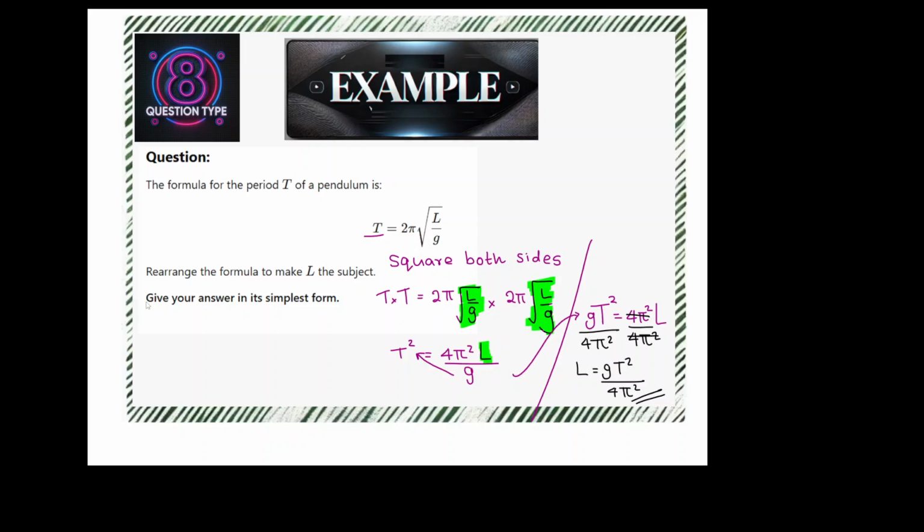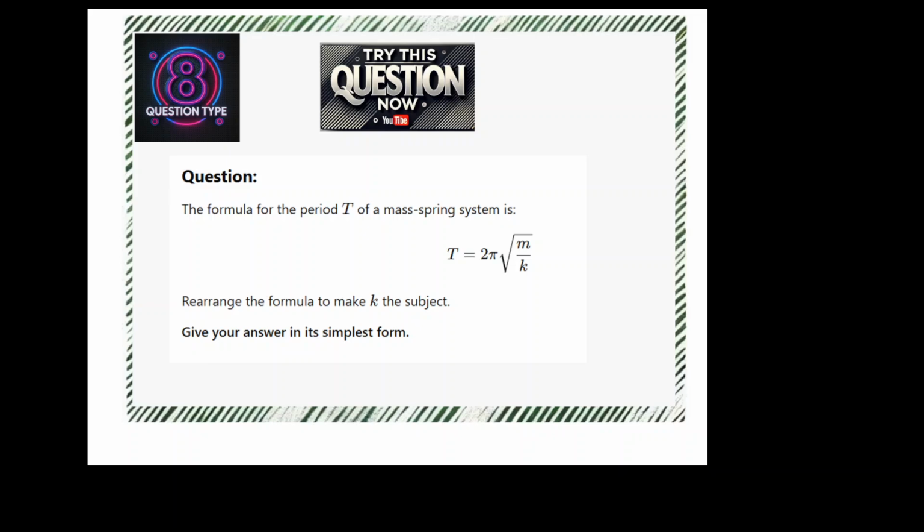Let's try a question similar to this one now. Here you can see a question very similar to the previous question. The formula for the period T of a mass spring system is given by T is equal to 2 pi root M over K. Rearrange the formula to make K the subject. Pause the video and give it a try.